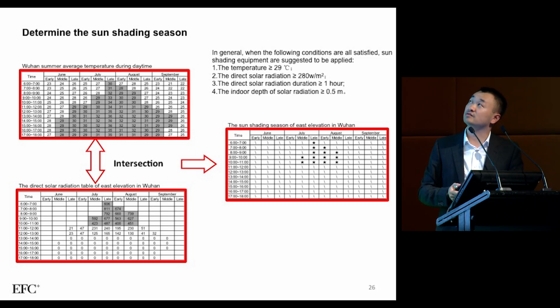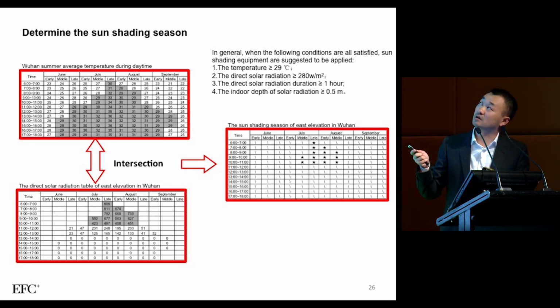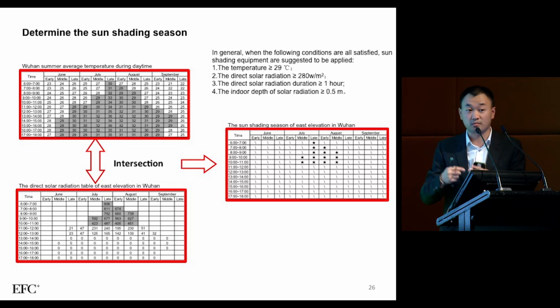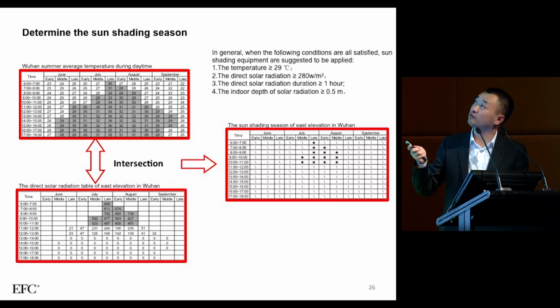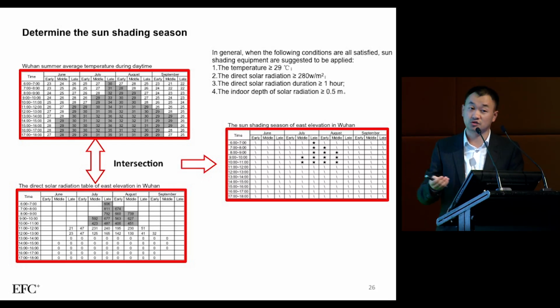And for the sun shading season, actually we have 4 aspects. Normally, when these 4 aspects match, sun shading is suggested to be applied. The first aspect is the temperature greater than 29 centigrade. The direct solar radiation is more than 280. The direct solar radiation duration is more than 1 hour. The indoor depth of solar radiation is more than 0.5 meters. When all four conditions match, we suggest to use sun shading. So that is called the sun shading season.